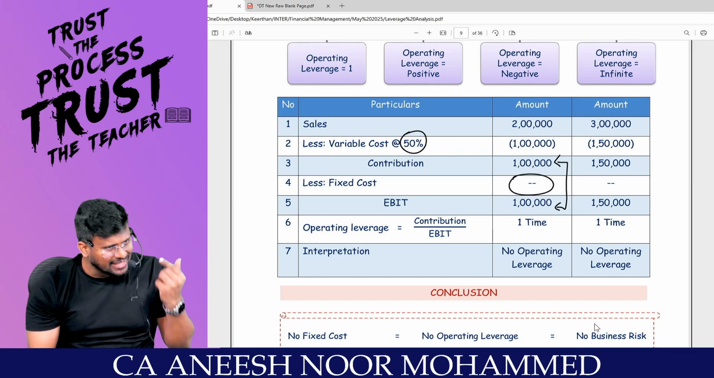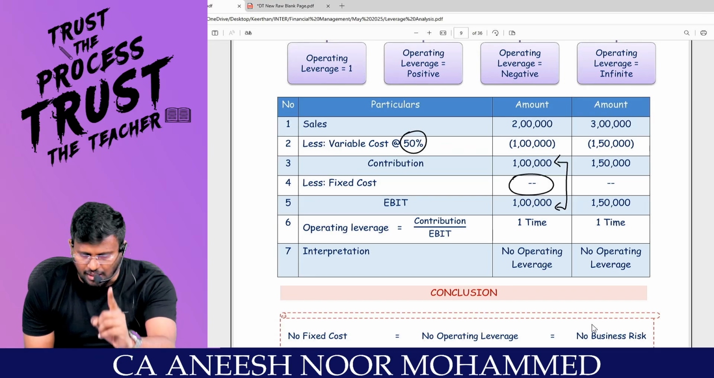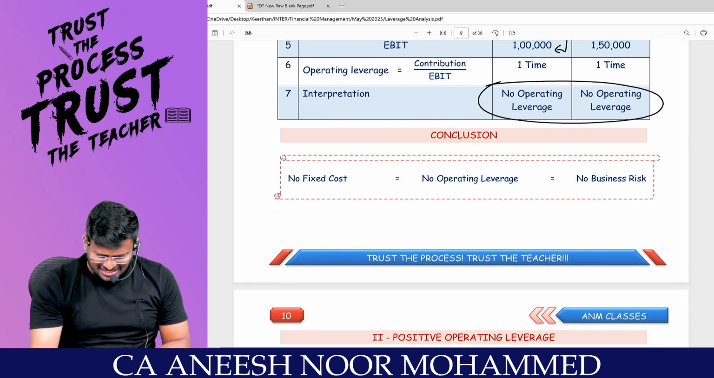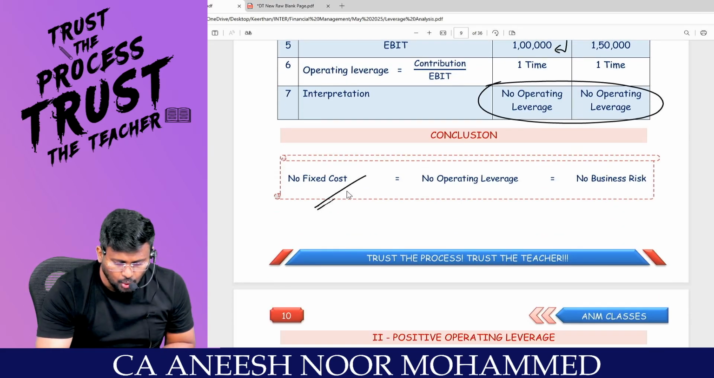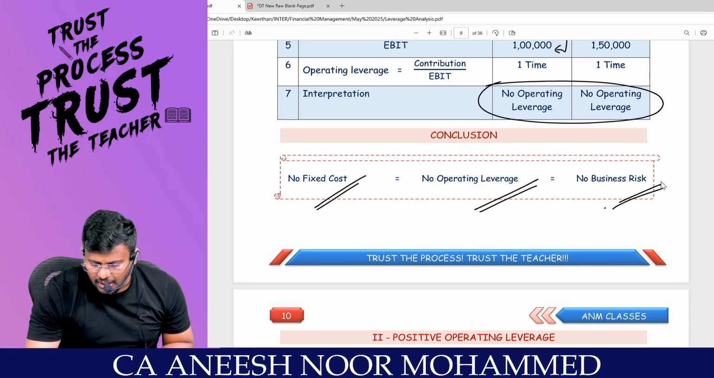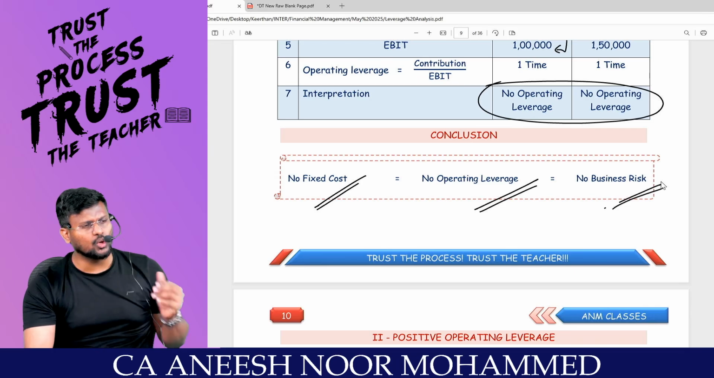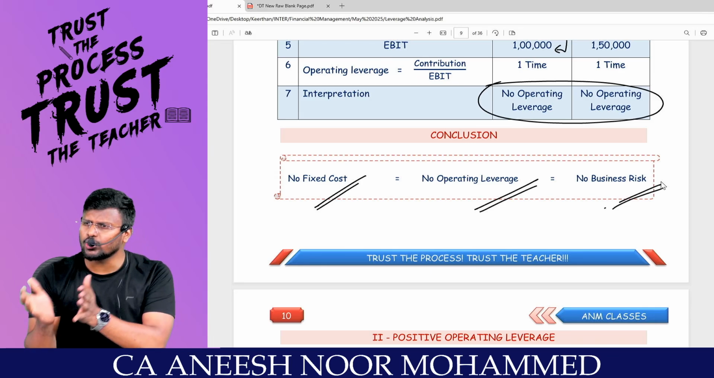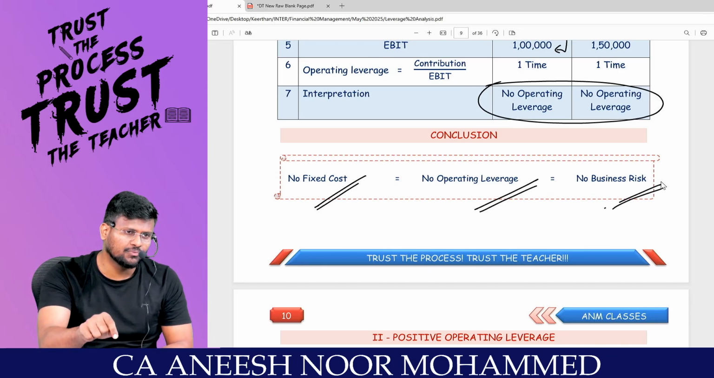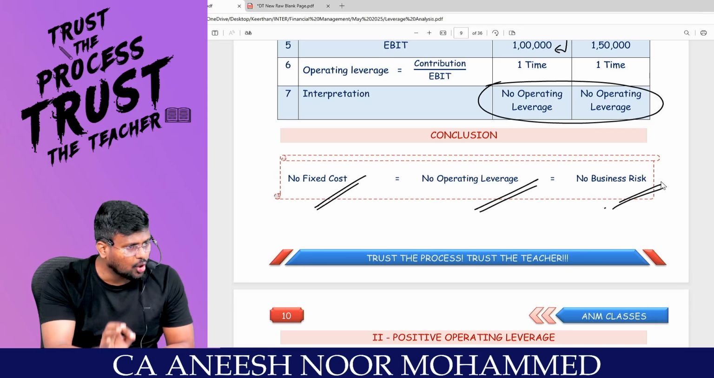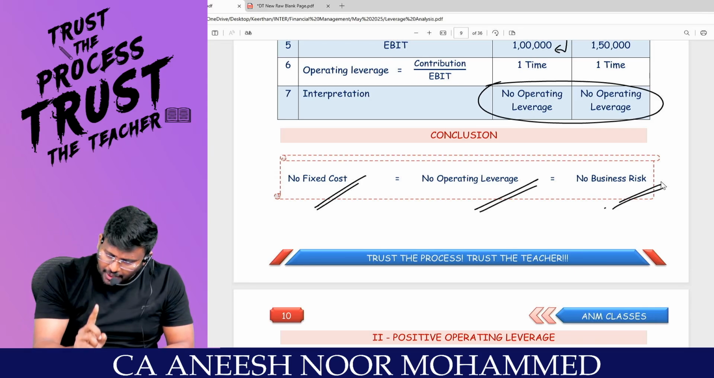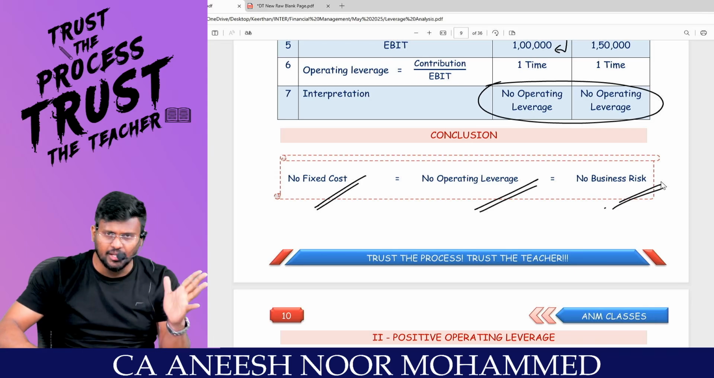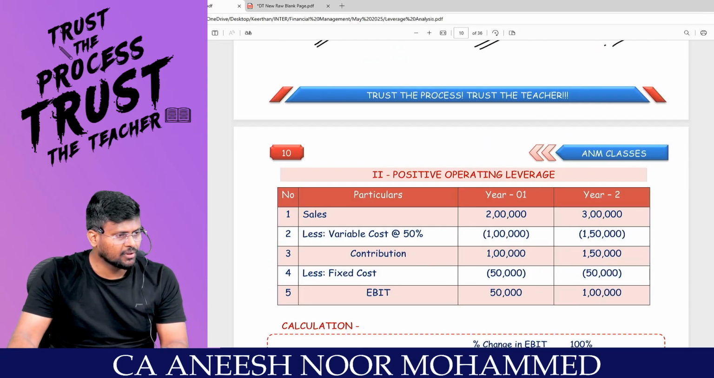So when you are doing the answer, if you are getting exactly one, we can say that there is no operating leverage. So lesson number 1: if there is no fixed cost, there is no operating leverage. If there is no operating leverage, there is no business risk. Are you really with me? So in your cost structure, if you are having fixed cost, you will be having operating leverage, and if you are having operating leverage, you will be having business risk. So what is lesson number 1? If there is no fixed cost, no operating leverage. If there is no operating leverage, there is no business risk.